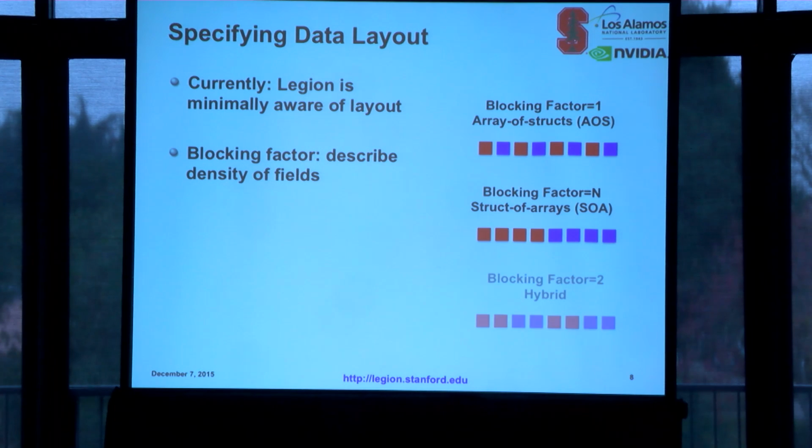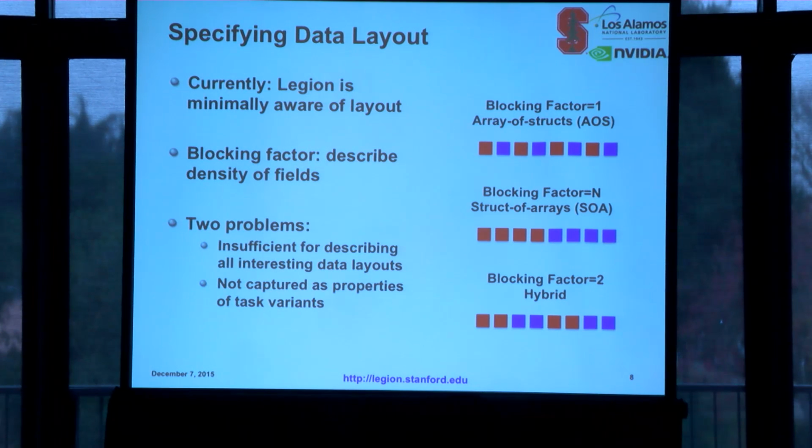And then you can do sort of hybrid things where you do 2 of field A, 2 of field B, 2 of field A. But this isn't very good in terms of talking about expressiveness, especially if you think of like you have a 3D grid and you don't know which order you want to lay out different dimensions in and so forth. So there are 2 problems. Effectively, we don't have a sufficient interface today for actually describing data layout. And second, this aspect of data layout isn't actually captured by the task variance that the runtime understands.